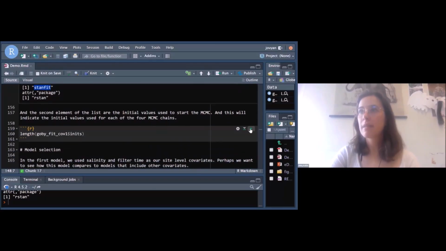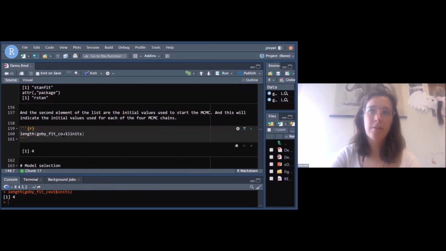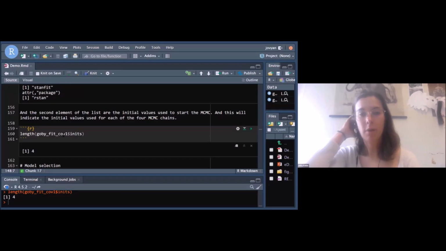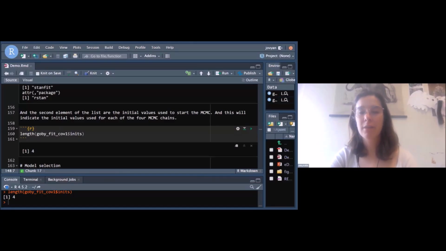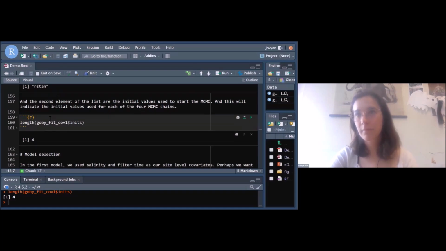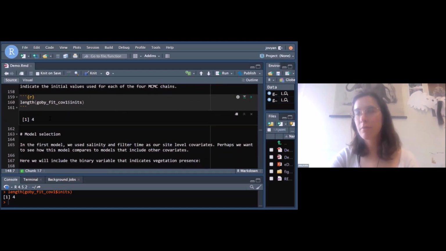And the second element of this list are the initial values that were used to start the MCMC. This is of length 4 because we have 4 different chains. Ideally, you'll have each chain start in a different place. And there's more information about the initial values in the user guide if you want to be setting your own. Okay, so we've run our model. Now we have our result.